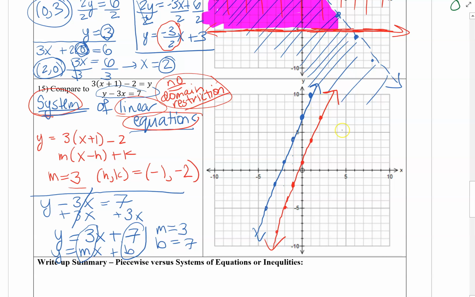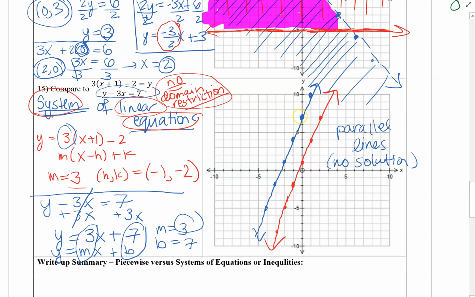Actually, this is a unique system. So this is a system of parallel lines. This is the only kind of system that doesn't have any solution because they're like train tracks. They're never going to intersect because both of these lines have a slope of 3. But notice how I graphed the full line for each.